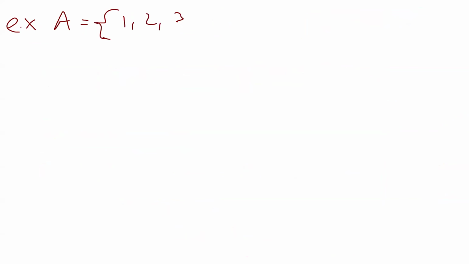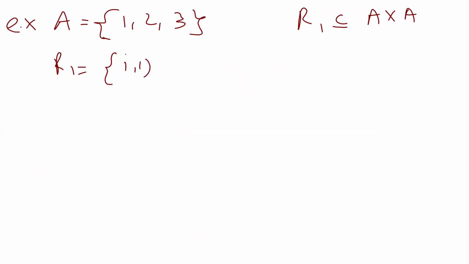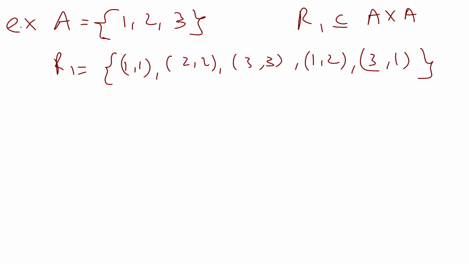A is equal to {1, 2, 3}. R1 belongs to A cross A. R1 is defined as follows: (1,1), (2,2), (3,3), (1,2), (3,1), and let's take (1,3) also.